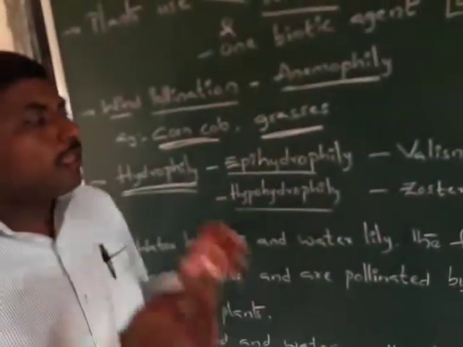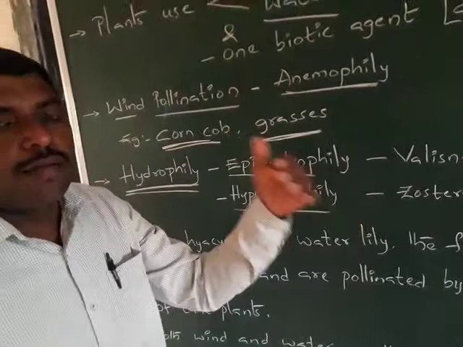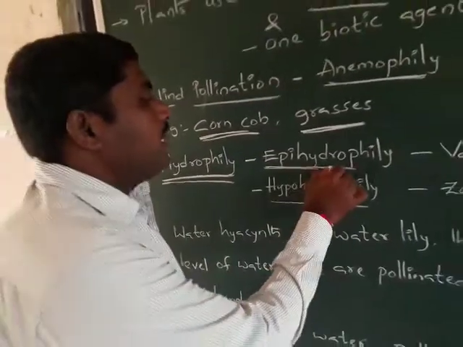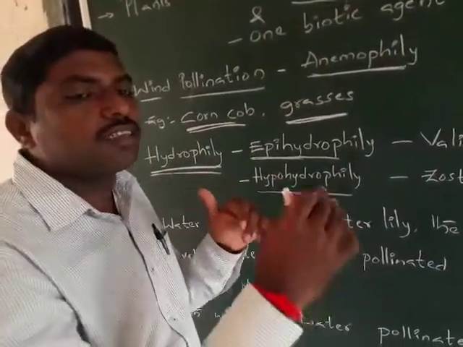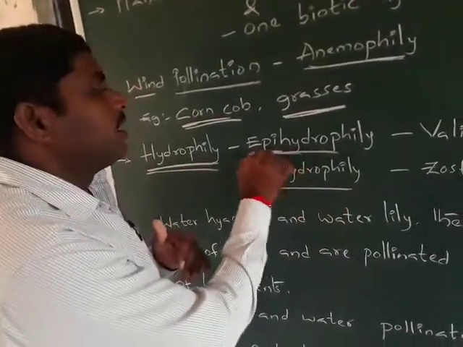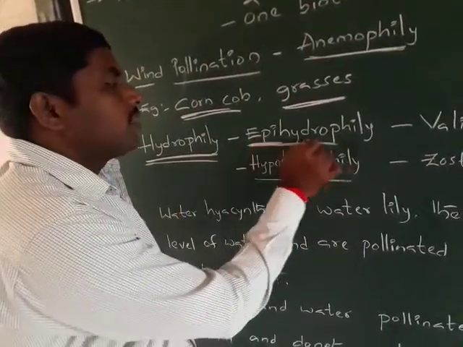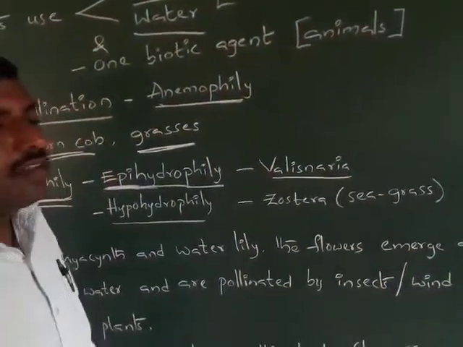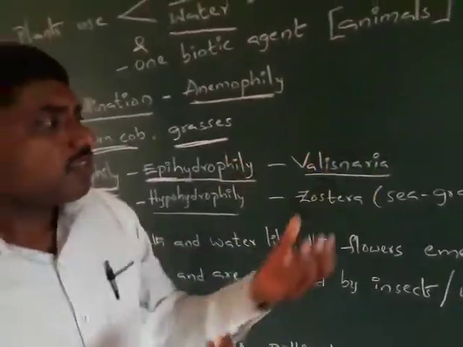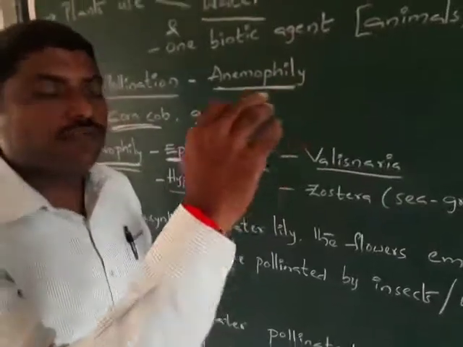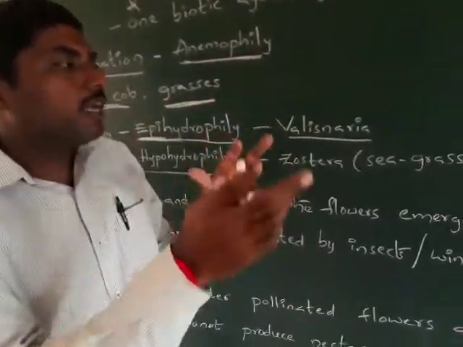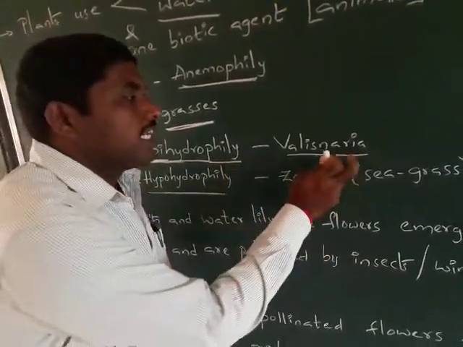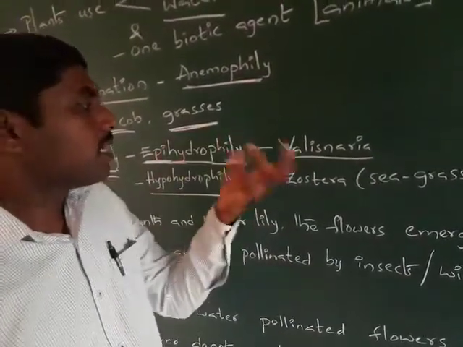Epihydrophily is the pollination that occurs on the surface of the water. Example: Vallisneria. In Vallisneria, the female flower reaches the surface of the water, and the male flowers are released and carried through the water to the stigma. That is the pollination process.